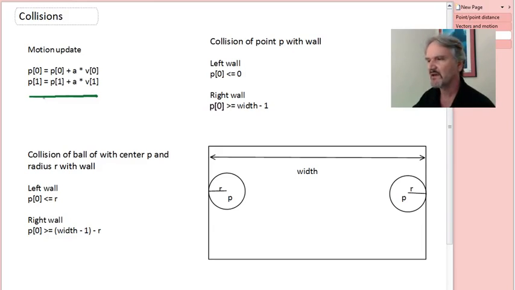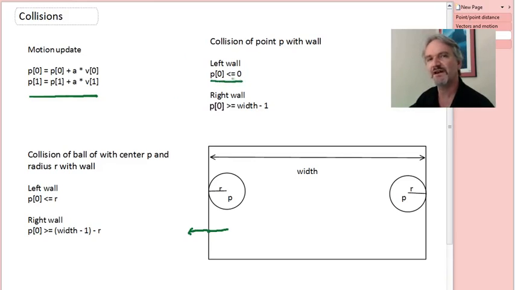So let's consider over here on our canvas, let's say we have a point, and it's moving to the left. We want to know when it passes off the canvas. Well, what we could do is we could just look at the 0th component of that point, P0, and just check to see, well, if it's less than or equal to 0, we've moved off the canvas. So that test is really very simple.